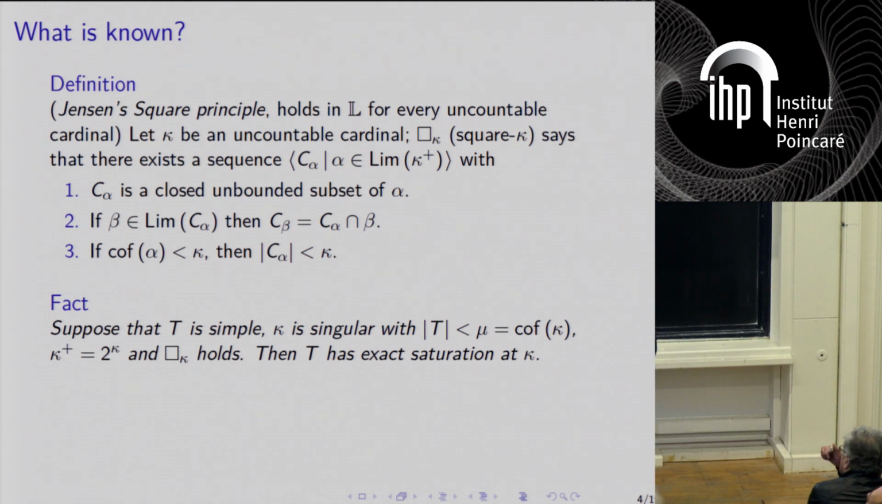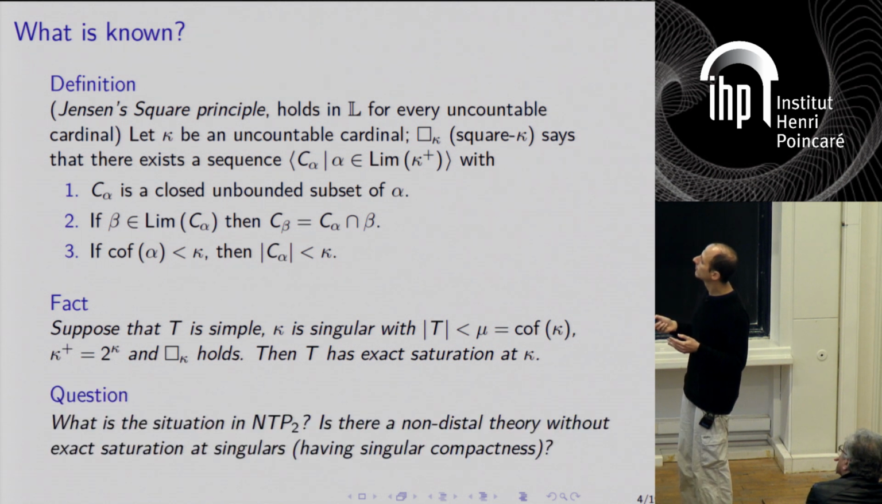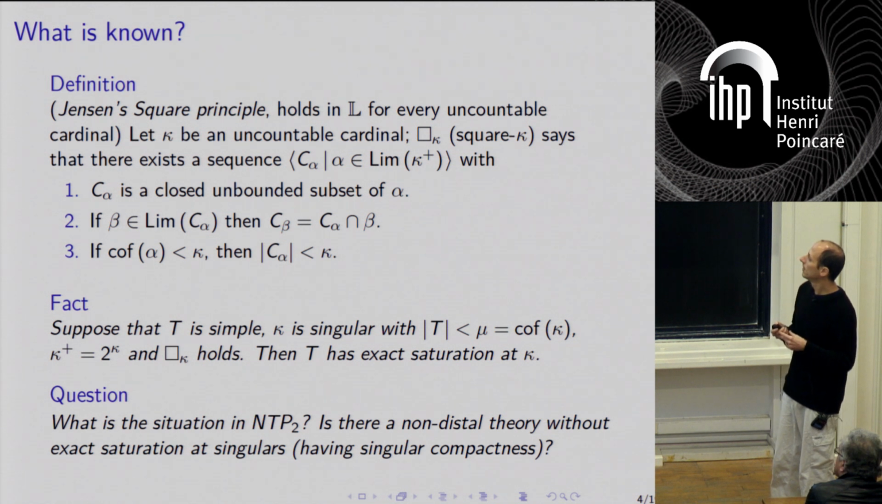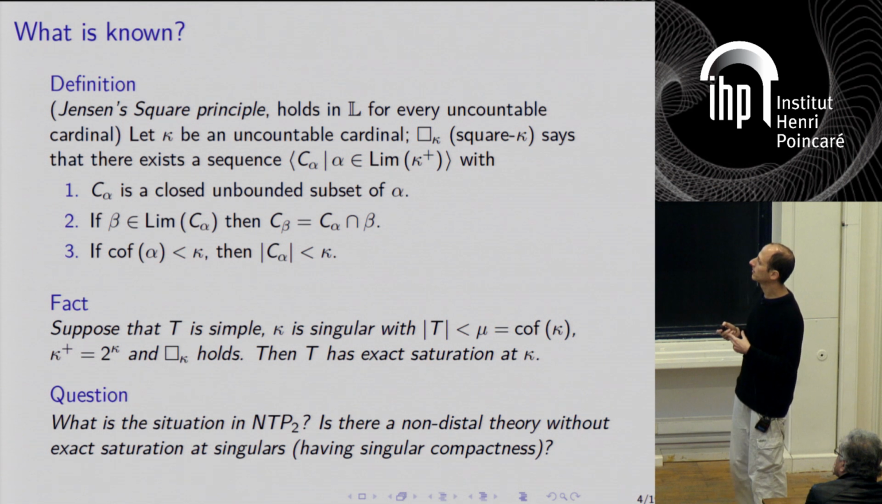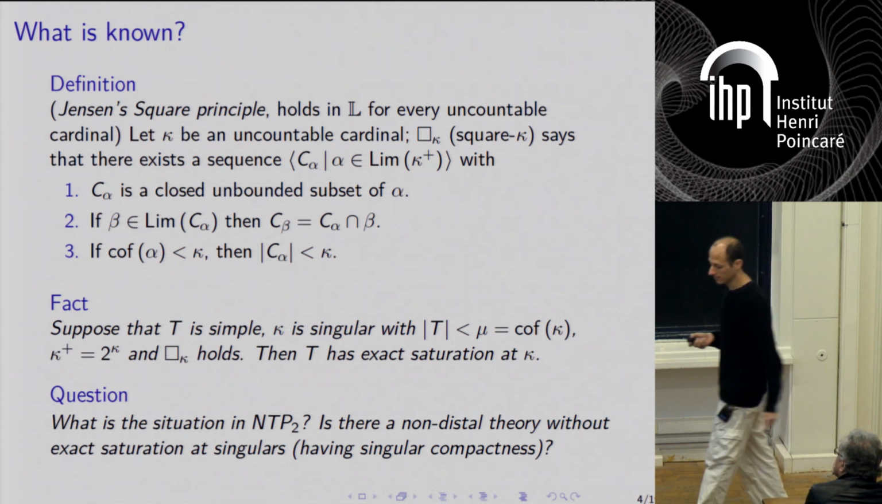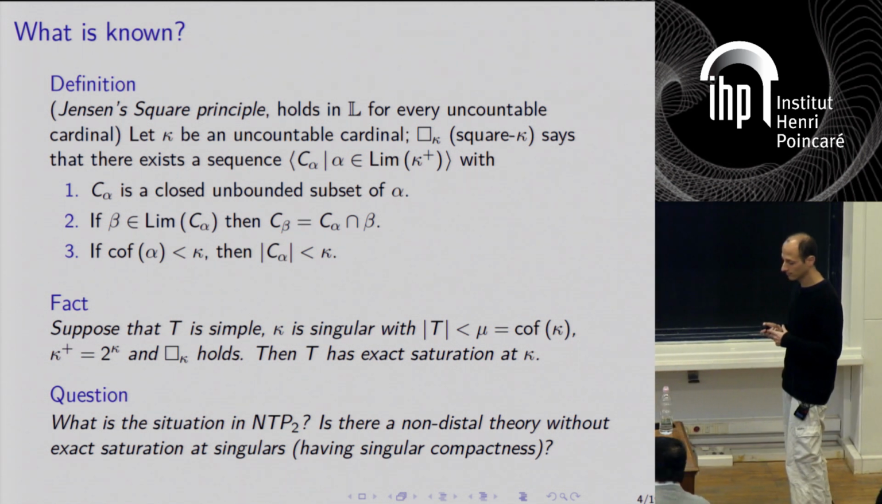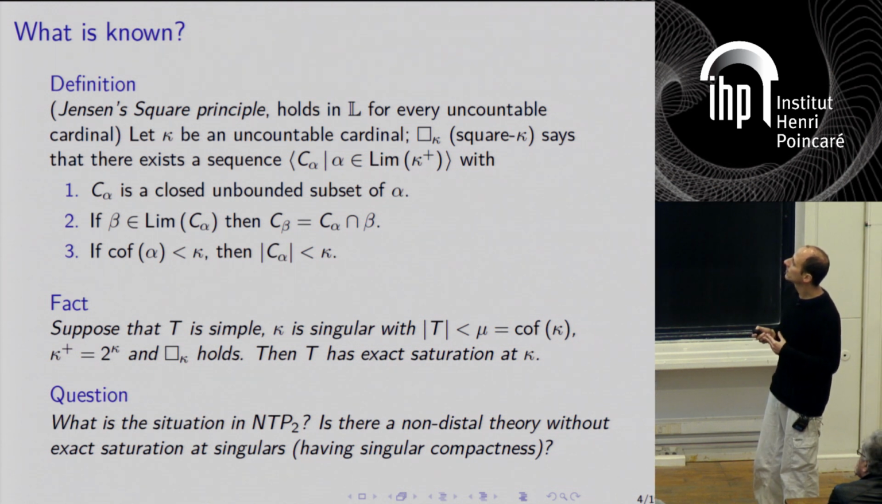Okay, so these were the known results, and we really don't know what's going on in NTP2, for instance. Is there any non-distal theory without exact saturation? I don't know. I think we need more tools on NTP2 to solve this.